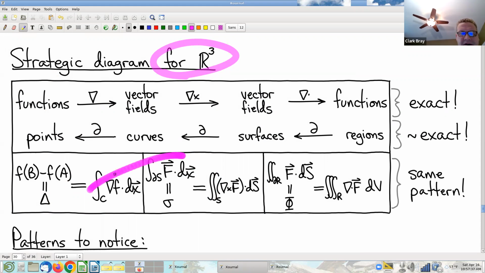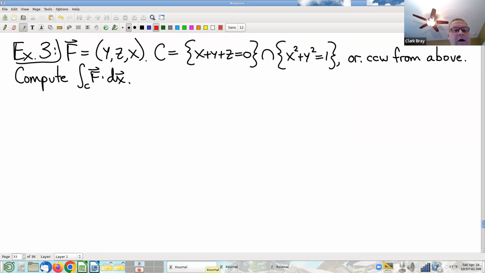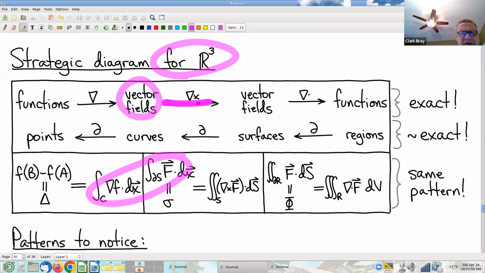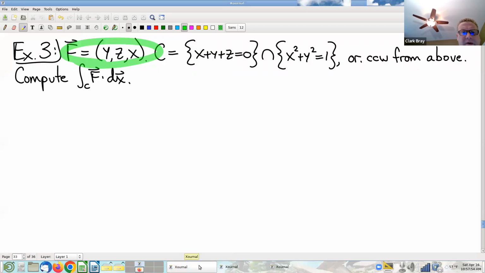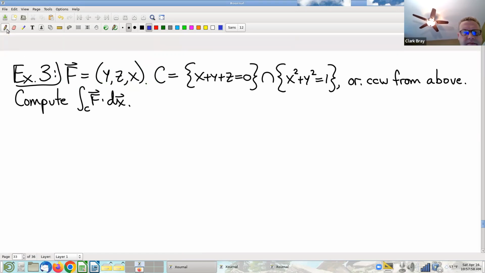We've been asked to compute a line integral. Let's start thinking about what we have. So again, we have a vector field given. Fine. The diagram tells me I should compute the curl of my vector field and see what I get. And so we do that. Computing the curl.